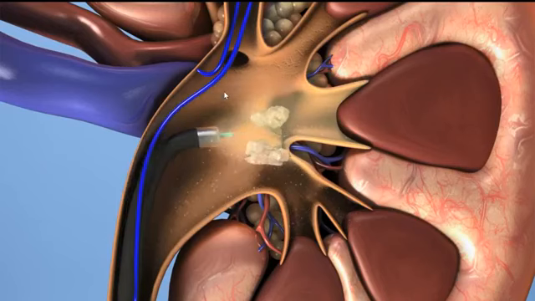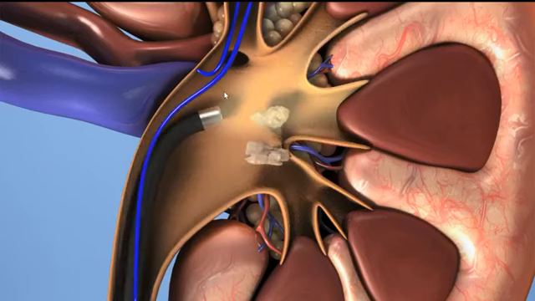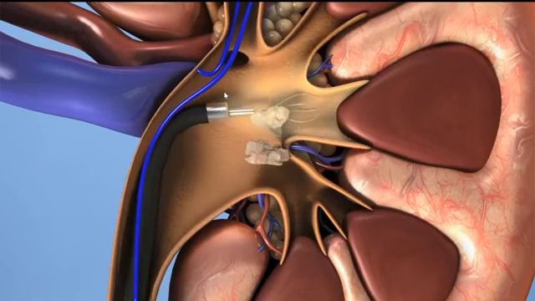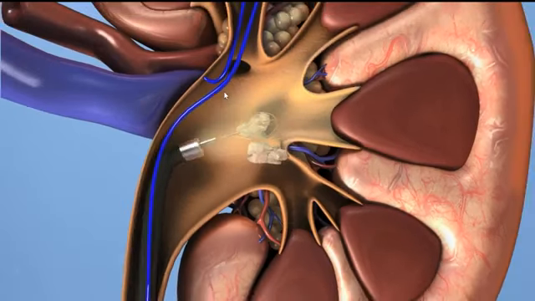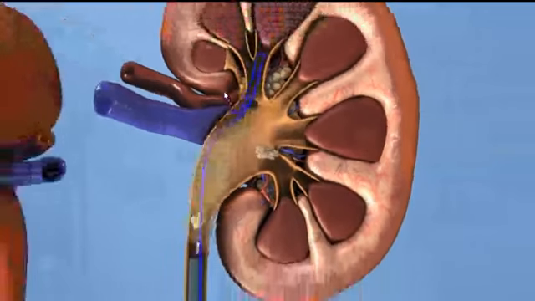So laser is applied to break the stone into pieces. Though the video shows the stone being removed from the kidney pelvis, a similar fashion can be done in the ureter also.